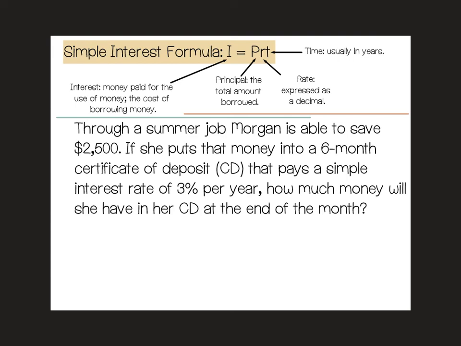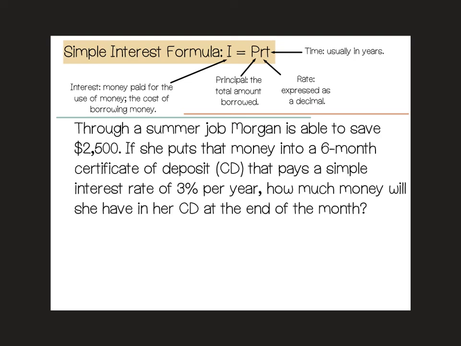It says through a summer job, Morgan is able to save $2,500. If she puts that money into a 6-month certificate of deposit that pays a simple interest rate of 3% per year, how much money will she have in her CD at the end of the month? When it says end of the month, it means the end of the 6 months.